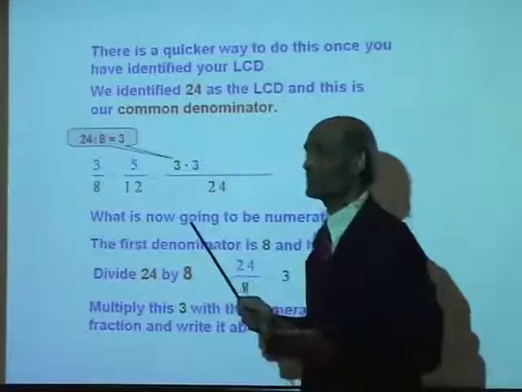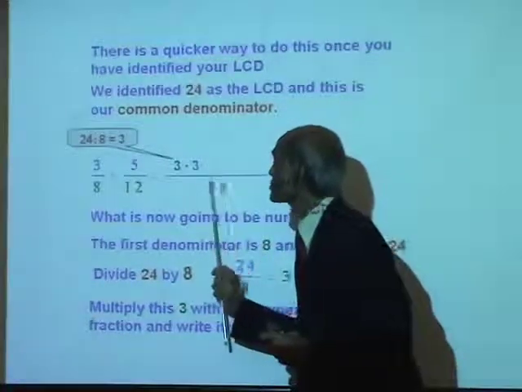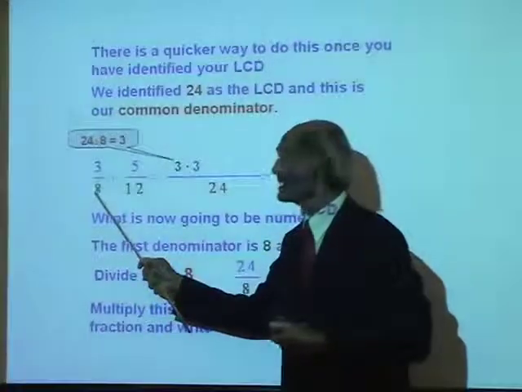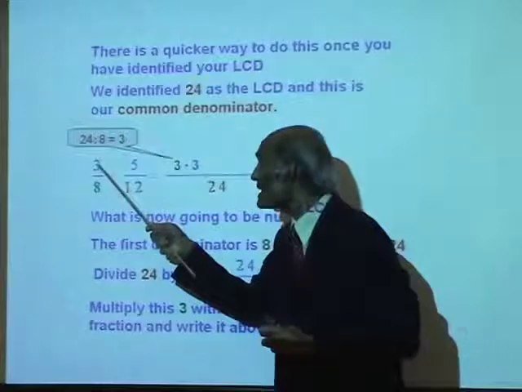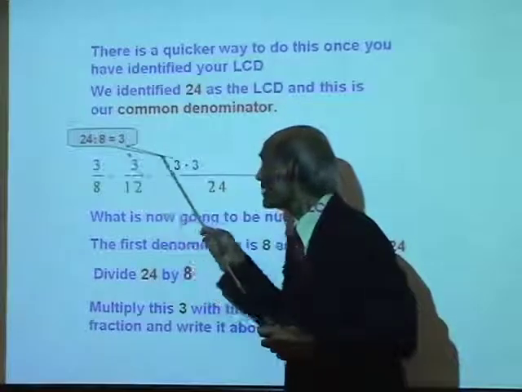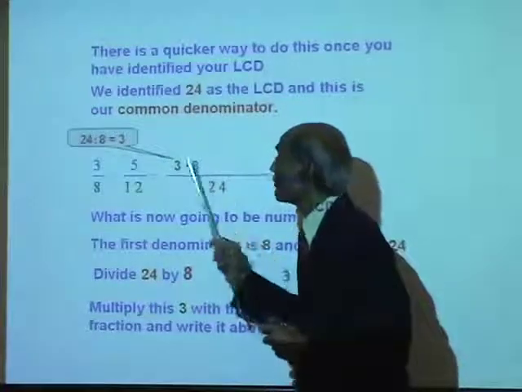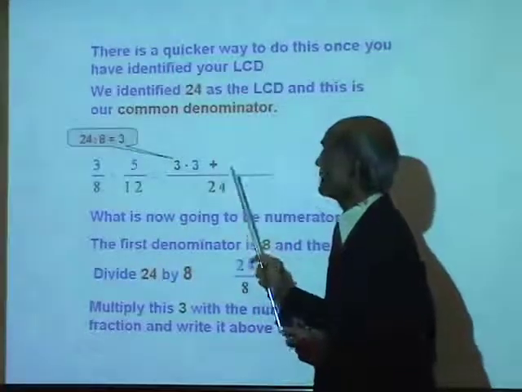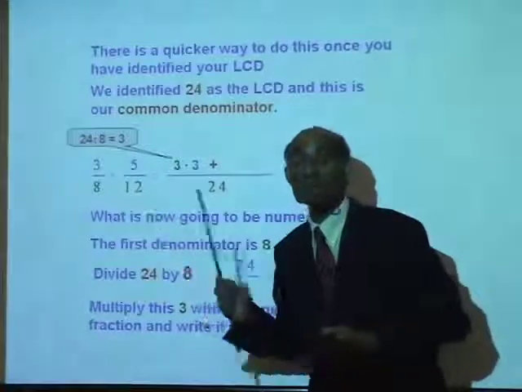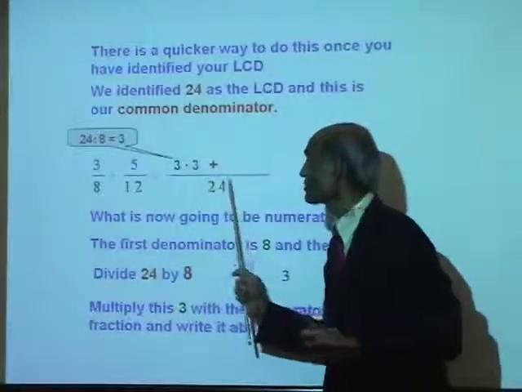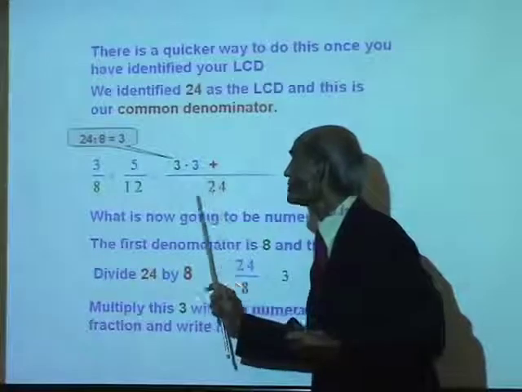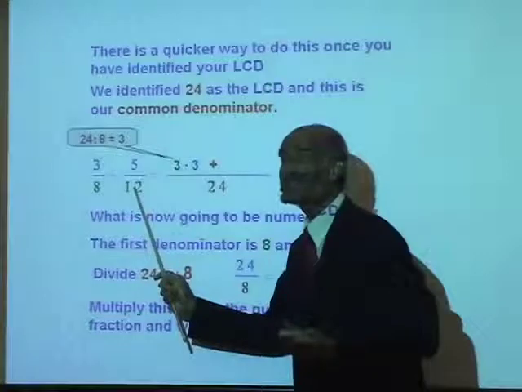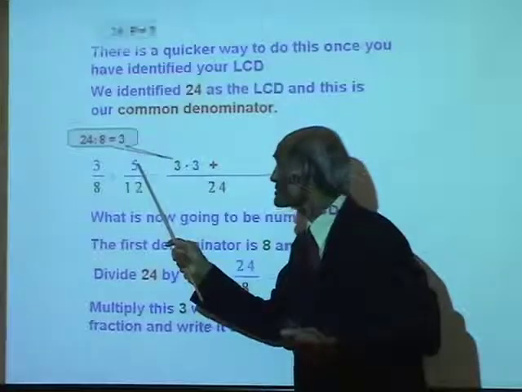3 times 3. One more time. Watch this. 24 divided by 8 is 3. And multiply that 3 with this 3. And write there 3 times 3. Follow that up with the plus sign. There you are. Alright, we repeat the same process for the second fraction. What is the process? 24 divided by 12 is 2. And what do you do with that 2? Multiply that 2 with this 5.